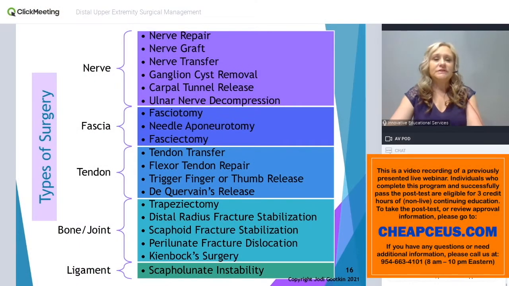As we look at the different types of surgery today, we're going to specifically take a look at procedures performed to address nerve, fascia, tendon, bone and joint, and then lastly, ligaments within the hand. As we go through each of these techniques, we'll look at the specific anatomy and surgical procedure, and then I'll give you a little highlight of something that emerged in my research as important related to that specific procedure to consider during our rehab.